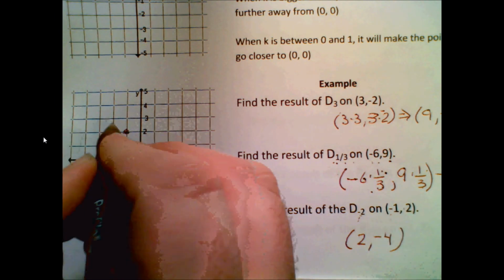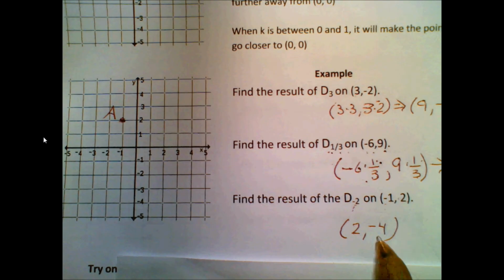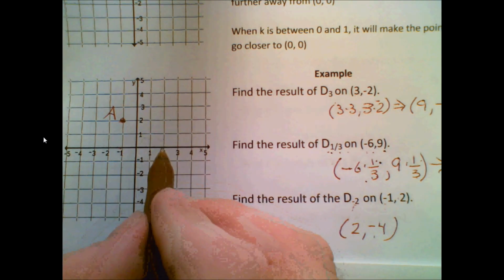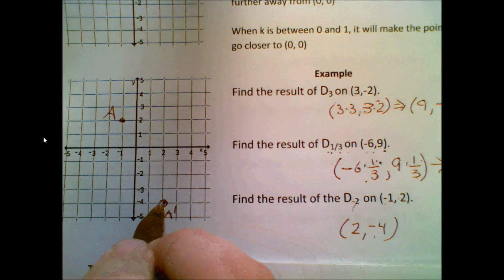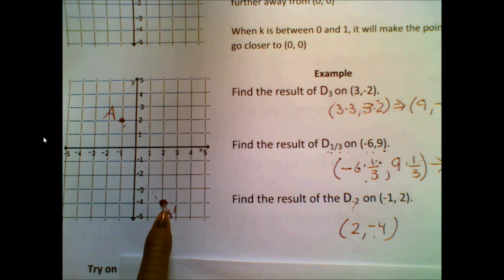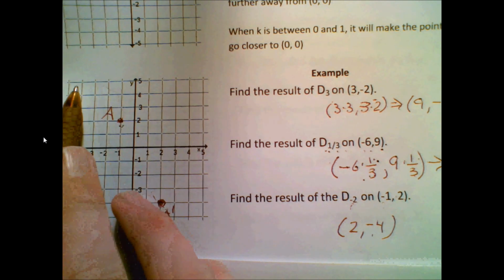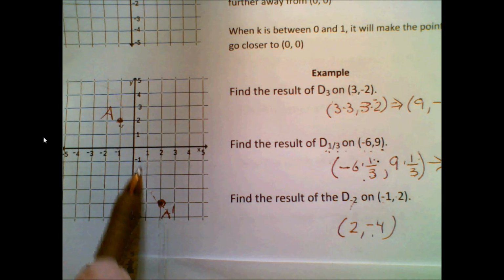So this is our original point, A. It is going to change by going to (2, -4). It is still further away from the origin than A is. However, it's not going to be in the same quadrant or the same side of the axis. It's going to be on the opposite side, but this distance is still the same.